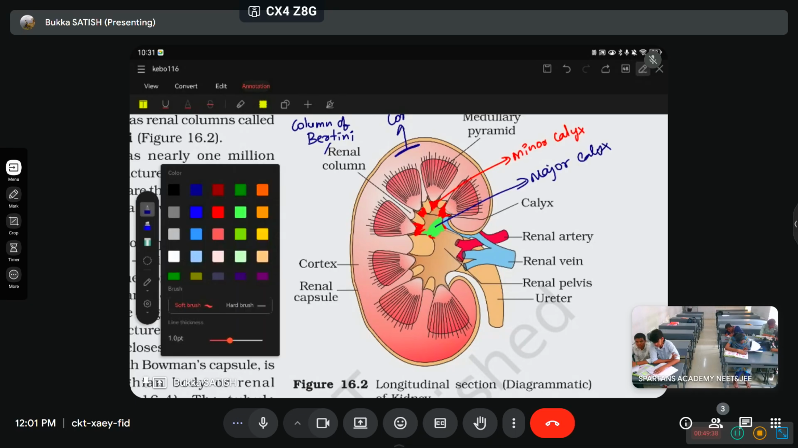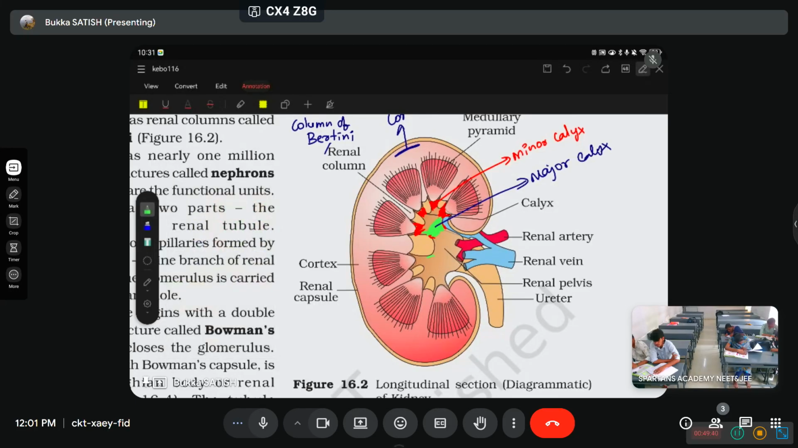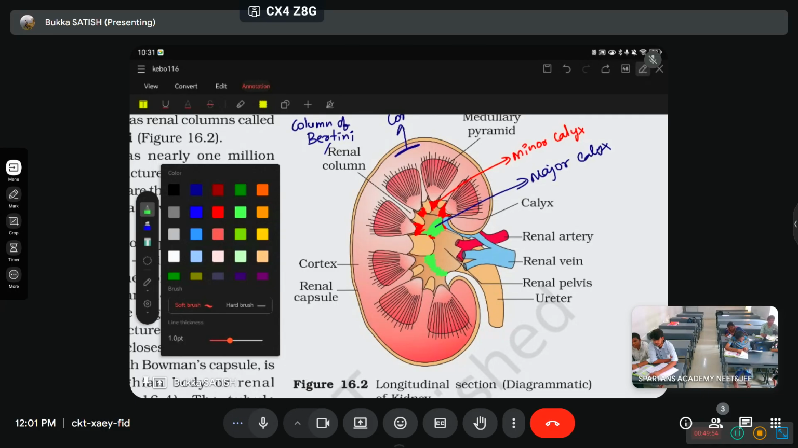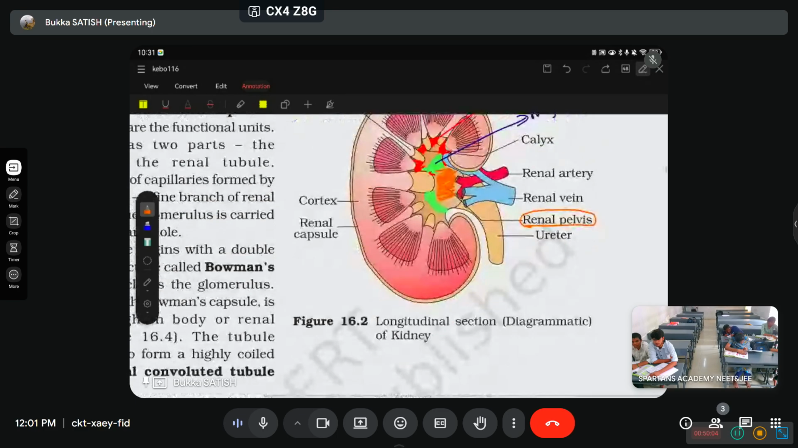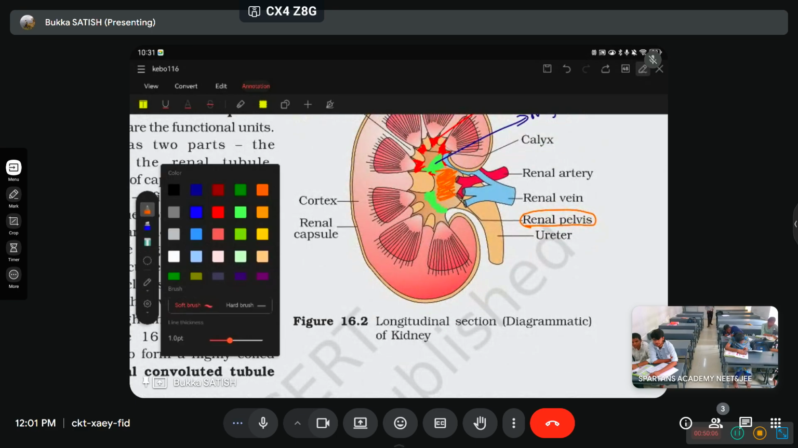Okay. The same way on the other side also you can see the same, right? Here three minor calyxes joined to form the major calyx. This is the major calyx. This major calyx and this major calyx both are opening into one common path, one common passage. I'm just highlighting this in this color. See this. What do you call this one? Renal pelvis. So you can just write like this.